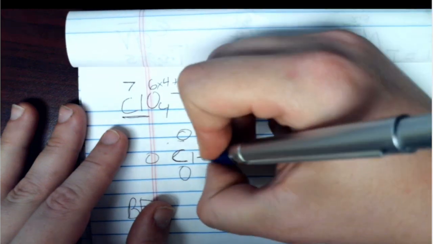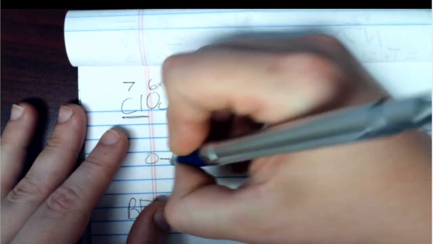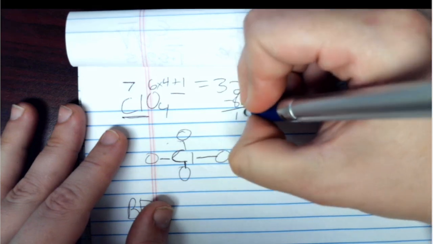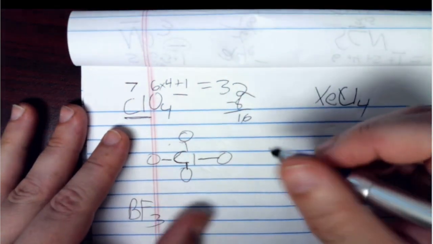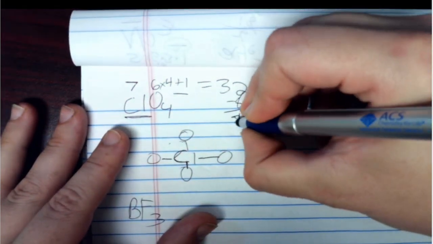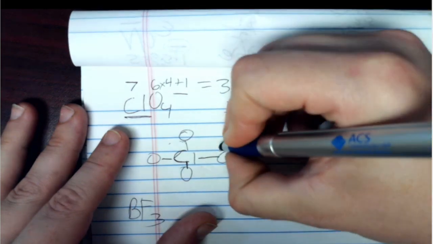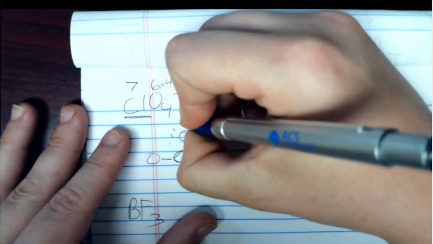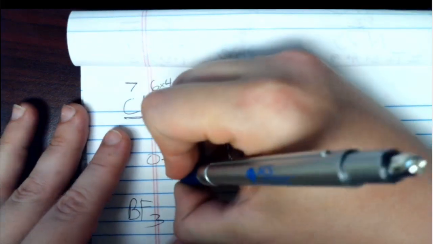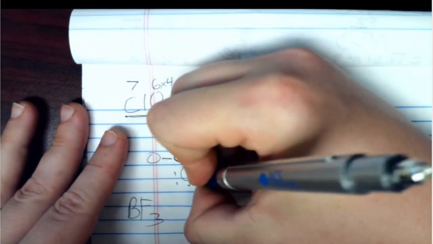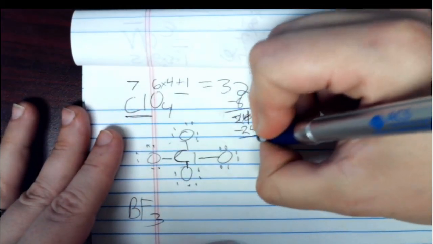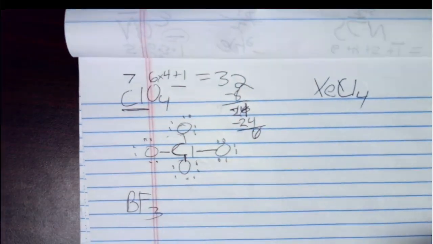Now, 2, 4, 6, 8. We're down to 16 again. Not 16, 24. 6 on each outer atom. That uses up all 24. Everyone has an octet. So technically this is a stable structure. It's a valid Lewis structure.